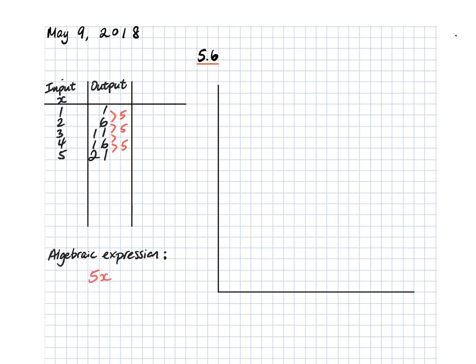X is the variable because we're multiplying the input by 5. And then if you multiply the input by 5, you figure out the difference. 1 times 5 equals 5. How do you get from 5 to 1? You subtract 4. If 2 times 5 is 10, how do you get from 10 to 6? You subtract 4. If 3 times 5 is 15, how do you get from 15 to 11? You subtract 4. So you know that the constant is 4 and you're subtracting 4. So that's the algebraic expression.